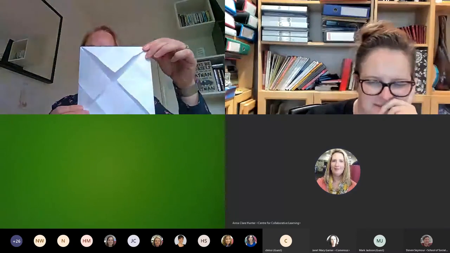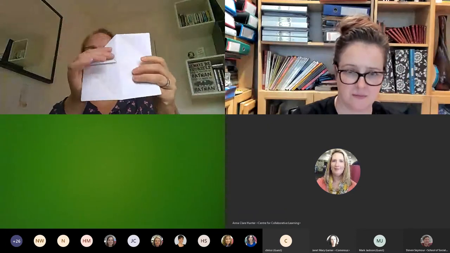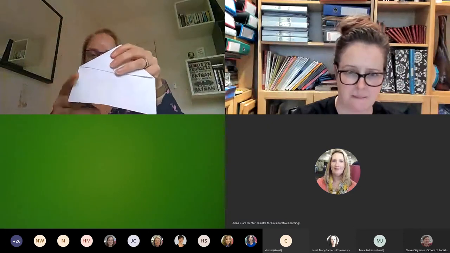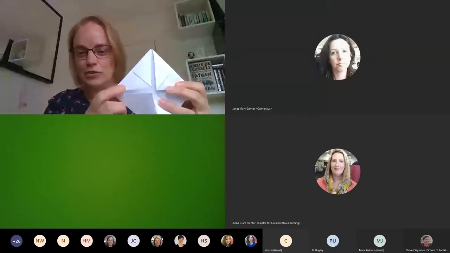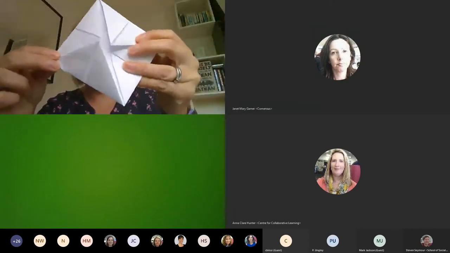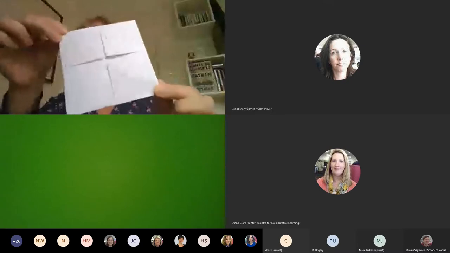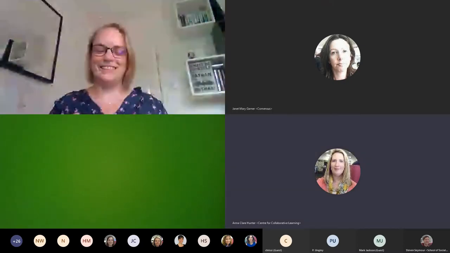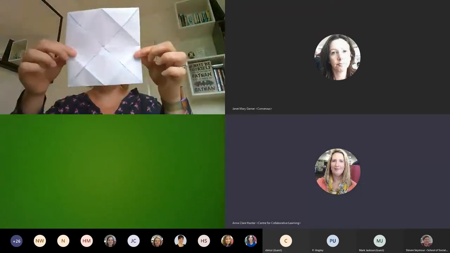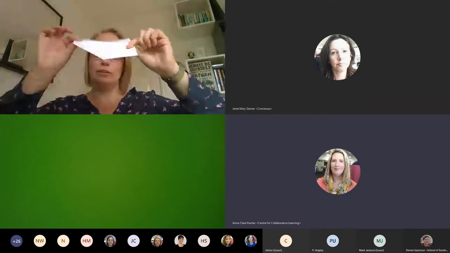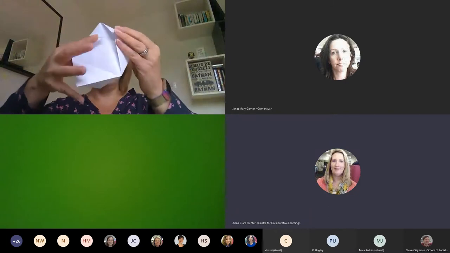Absolutely. So you folded all those in, flip your square over so you've got the flat side, and fold in from the corners again. Okay. You should end up with something that looks like this on one side and this on the other. Emma, I got lost. Okay, so let me go back a step. You've folded your corners in once. Turn the paper over. And fold in again.